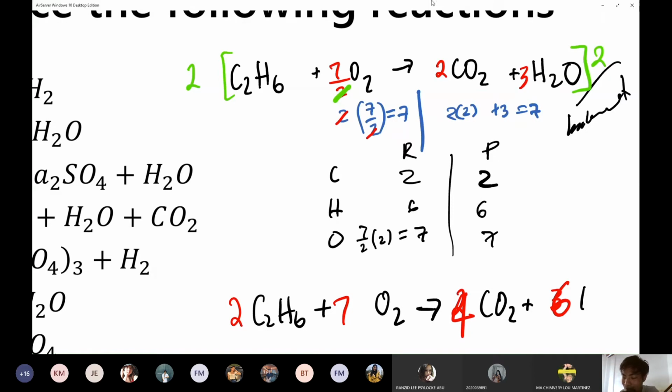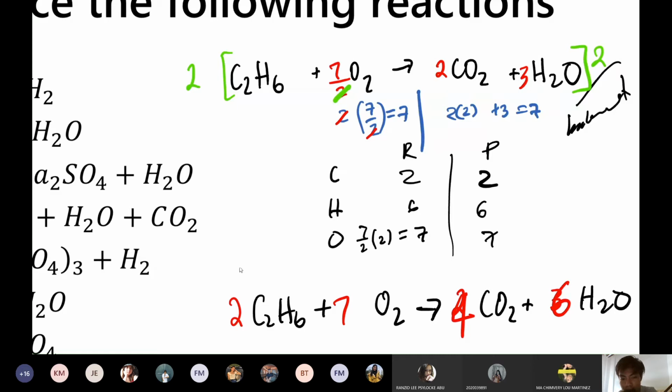Okay? So, ganyan yung magiging final answer if you don't want fractions. Kunwari lang, gusto ng problem, integer. So, you have to remove the fraction. You can eliminate the fraction by multiplying the entire equation by the denominator. So, multiply mo lang siya by 2. Yan. So, balance na yan.